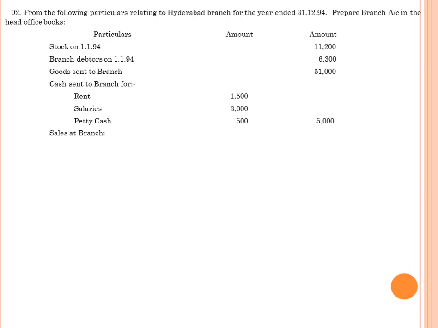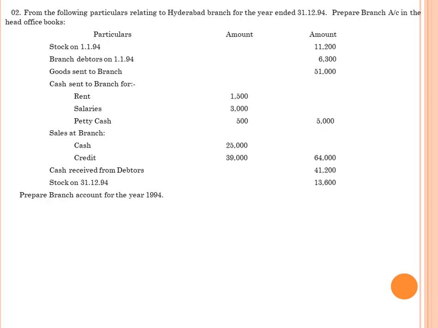And followed by sales at branch. Cash sales is given 25,000. The credit sales is given 39,000. Altogether 64,000 total. And cash received from debtors 41,200. Stock at the end 13,600 rupees. Prepare the branch account for the year ended 1994. Simple. If there are any missing assets at the end, we are going to find them with the help of working notes.